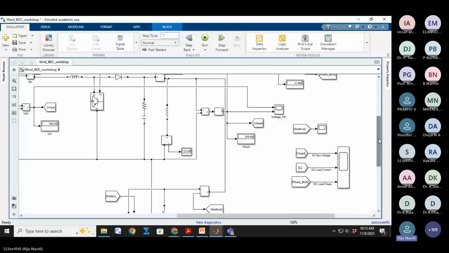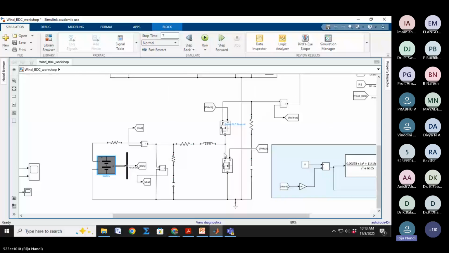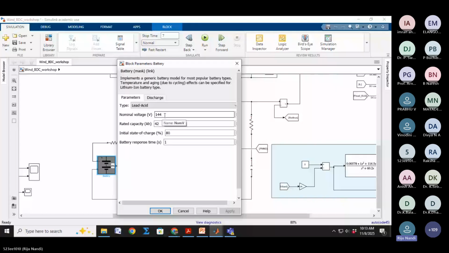So you can see that this is a bidirectional converter. I have modeled this bidirectional converter with the buck part and the boost part also, for charging and discharging. This is a battery. I have to click that battery. This is a lead acid battery. The nominal voltage is 144 volt. I told you about it, that 144 volt I have designed. The rated capacity is 42 ampere hour. The initial state of charge depends on you, for example 80%. If you give 50%, then the SOC will be near about 50%. The battery response time is 1.